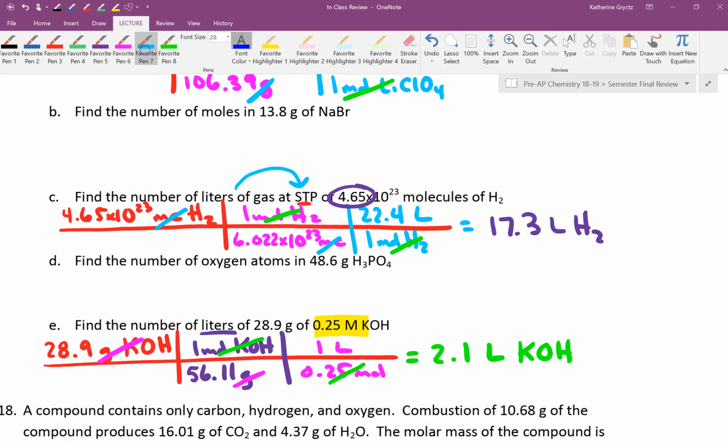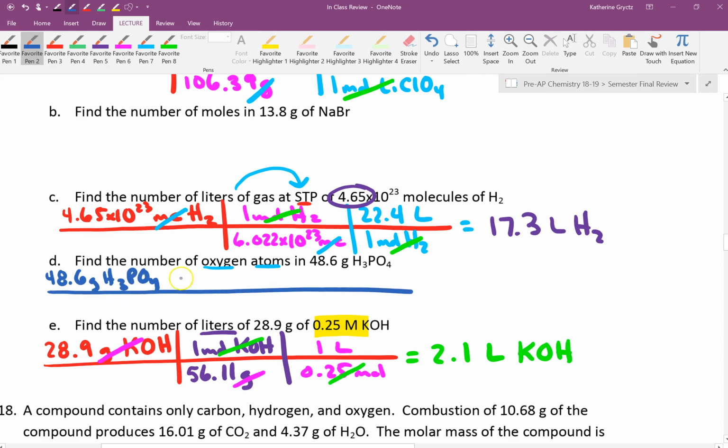Okay, so D is a little tricky. It asks for the number of oxygen atoms in 48.6 grams of phosphoric acid. So at first it looks just fine. So it looks like we're going from grams to particles, just like we did in A. And we are definitely going to do this, so we need molar mass. Okay, so the molar mass here is 97.99 grams per 1 mole of H3PO4.